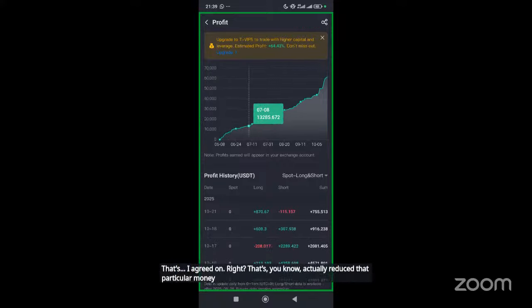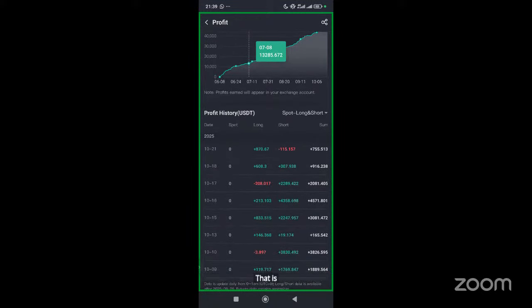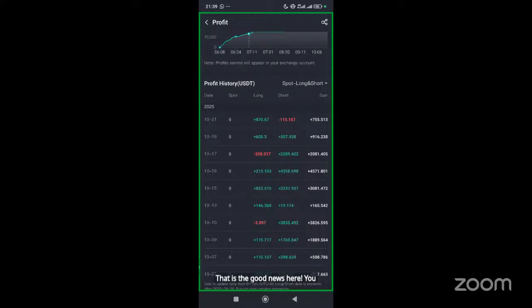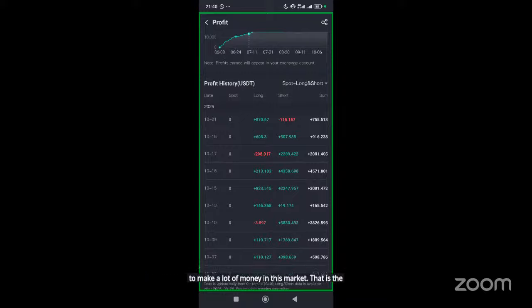But you can see, you can make money on long, you can make money on short. That is the good news here. You can see the day I made $4,358. You can see it here, plus 200. That 4,000 was on short trade. What does this tell you? It means that whether the market is going down or the market is going up, you have the opportunity to make a lot of money in this market. That is the good news about it.